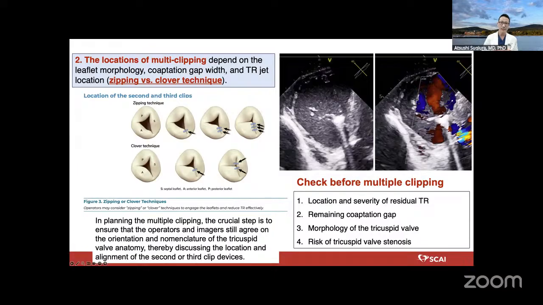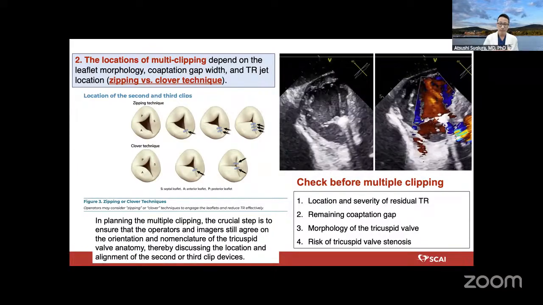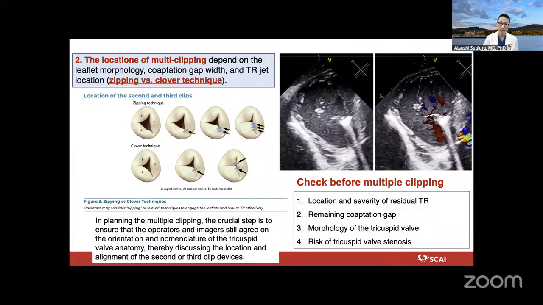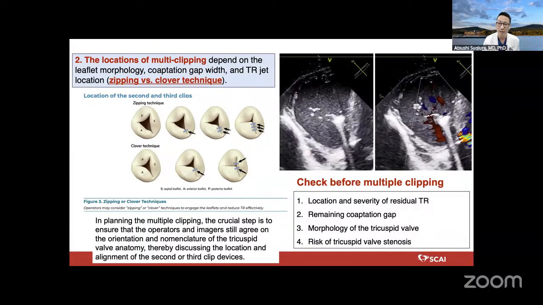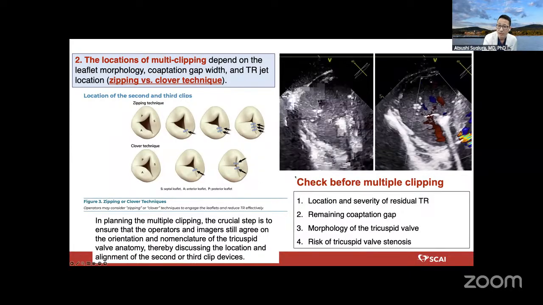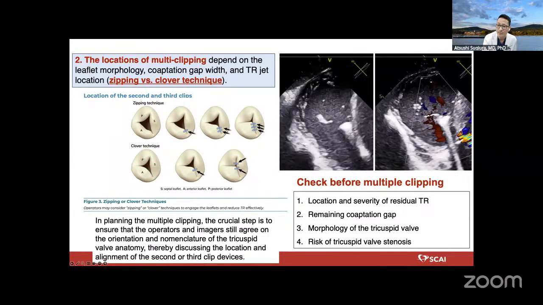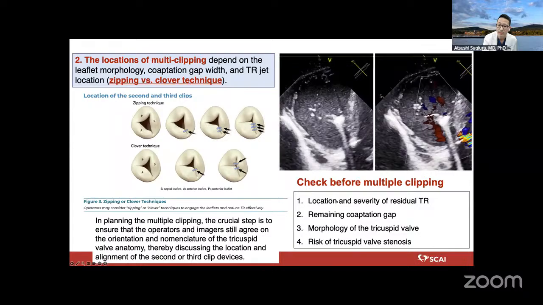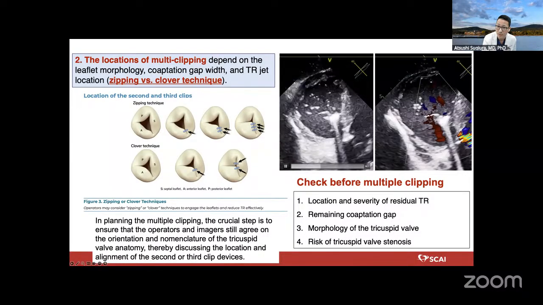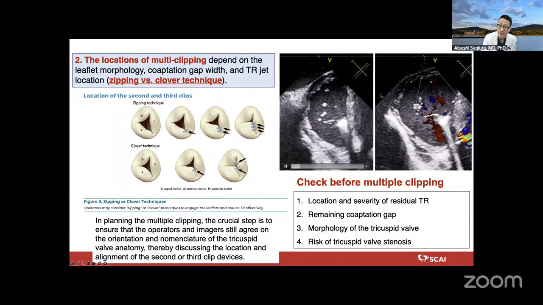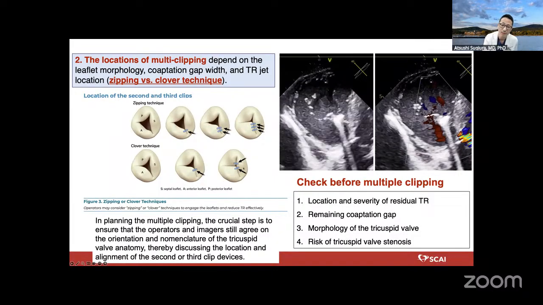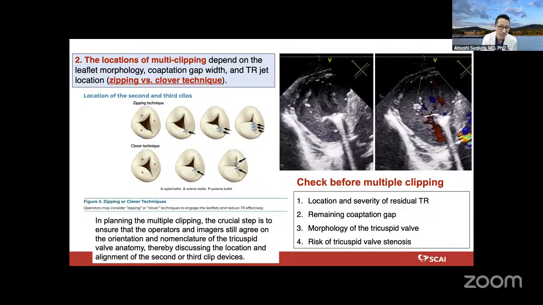The question is the location of multi-clipping, which depends pretty much on the leaflet morphology, coaptation gap width, and the TR jet location, namely zipping or clover technique. We need to check the location and severity of residual TR and the remaining coaptation gap. Of course, we need to check the morphology of the tricuspid valve, as you see here, the anterior, posterior, and septal leaflets, and we also need to see the risk of tricuspid valve stenosis after multi-clipping.